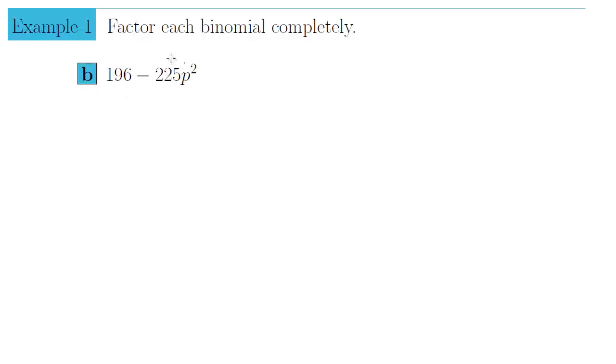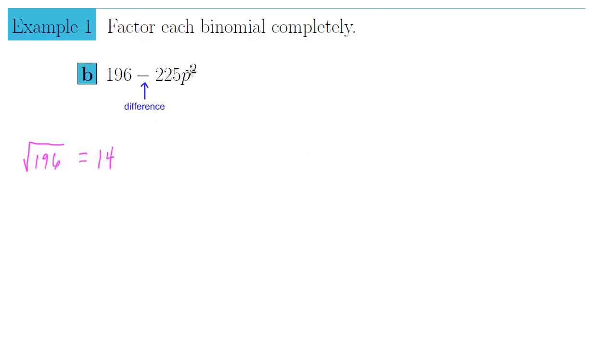So for our next polynomial, 196 minus 225p squared, we're going to follow the same procedure. In our head, we're thinking this is probably a difference of squares because first of all, we have a minus sign, so we know it's a difference. So then the question becomes, are these two terms perfect squares? We can check that by taking the square root. Is 196 a perfect square? Well, the square root of 196 is 14. Since the square root works out perfectly, we know that 196 is a perfect square.